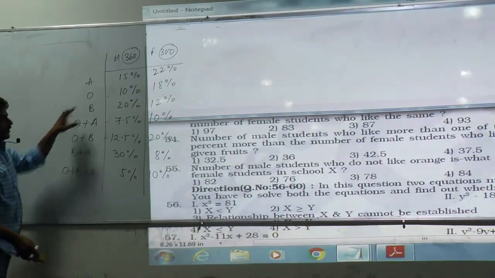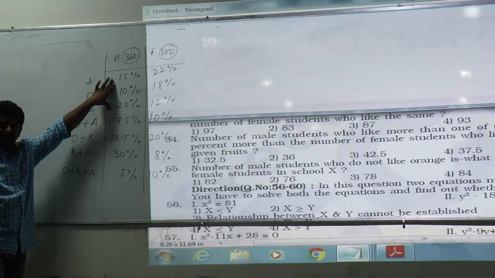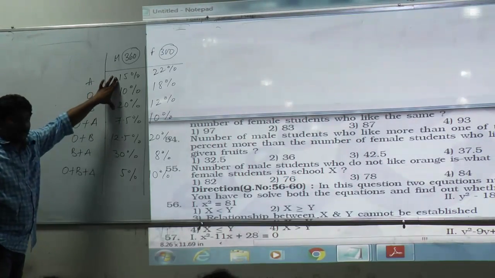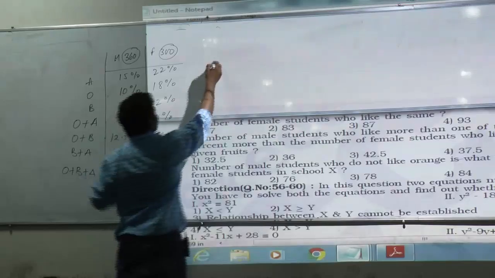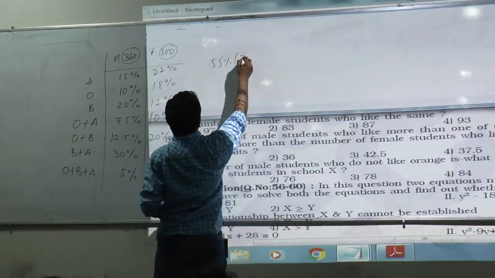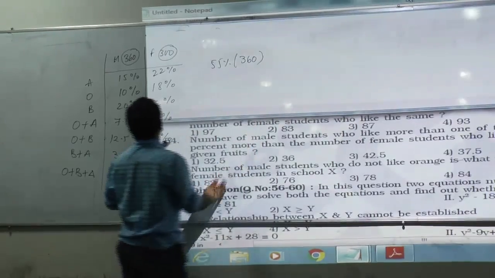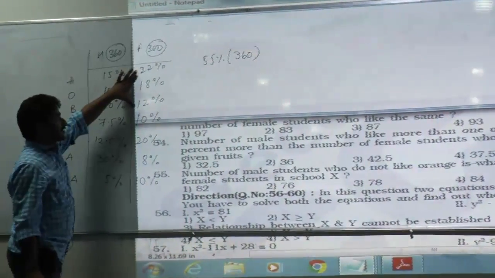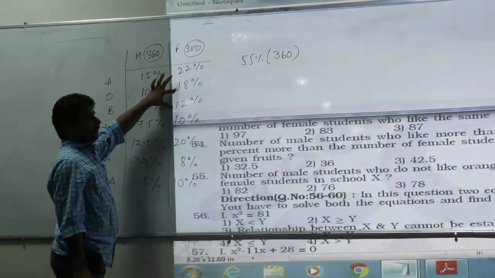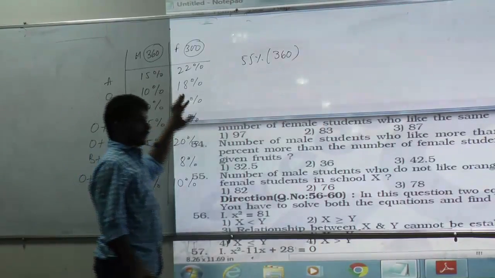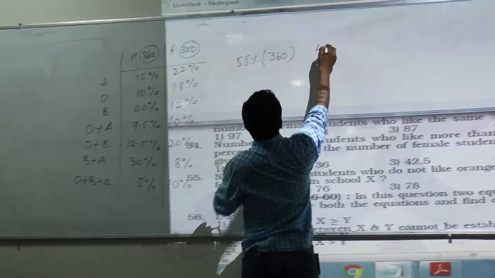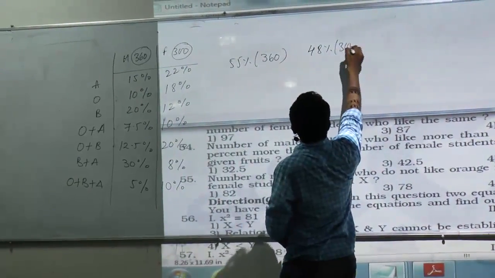Instead of adding the last 4, it is enough to remove the first 3. First 3 together it is 45%. Remaining 55% of 360. Let's calculate it later. Now first 22, 18, 40. 40 plus 12, 52. Subtract from 100, remaining 48% of 300.